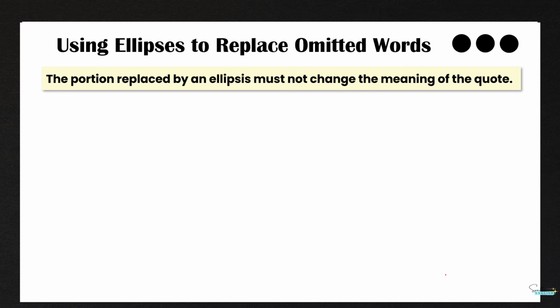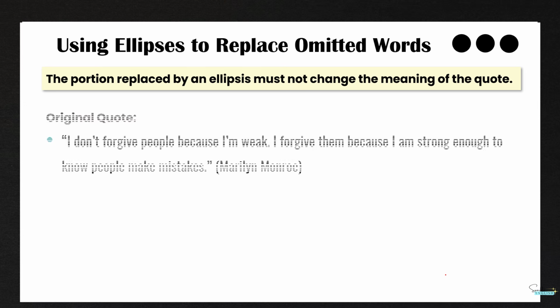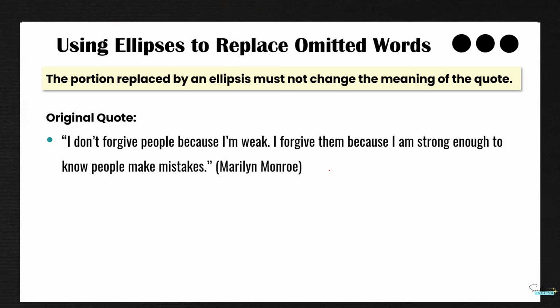Now this is very important. The portion replaced by an ellipsis must not change the meaning of the quote. For example, here is a quote by Marilyn Monroe. "I don't forgive people because I'm weak. I forgive them because I am strong enough to know people make mistakes."